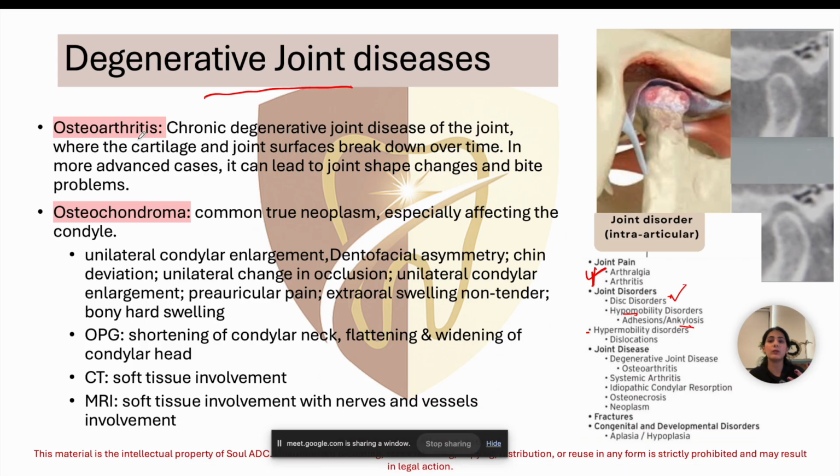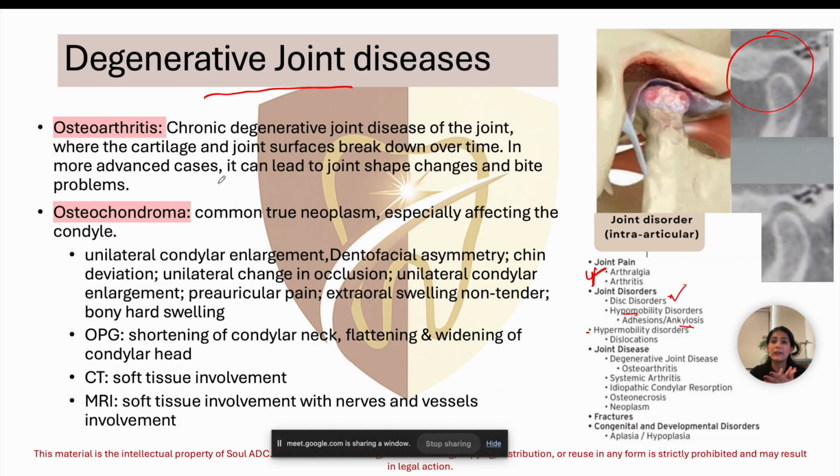As I was telling you before, what happens is everything in the joint area is crammed up. There is less space. So if you see this one, this is the normal condition. However, in osteoarthritis, if you see, the joint space has been reduced. So it's a chronic degenerative joint disease, where the cartilage and the joint surface breaks down over time. In more advanced cases, it can lead to joint shape changes and bite problems.